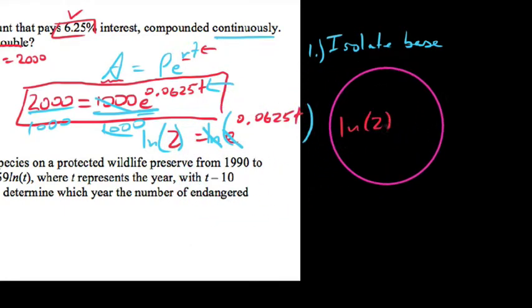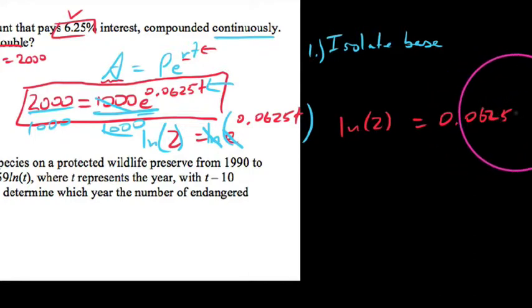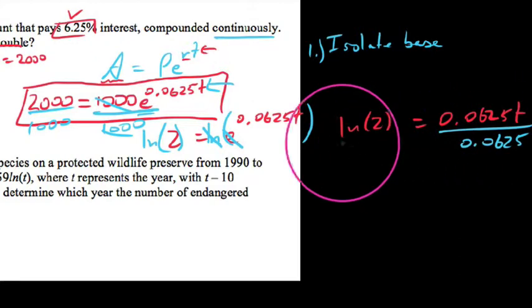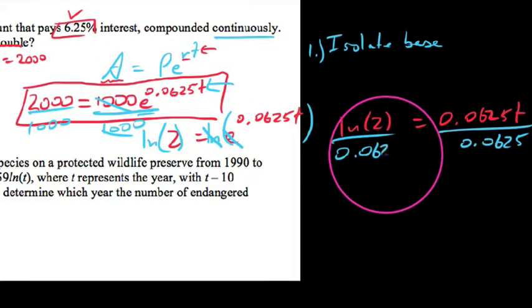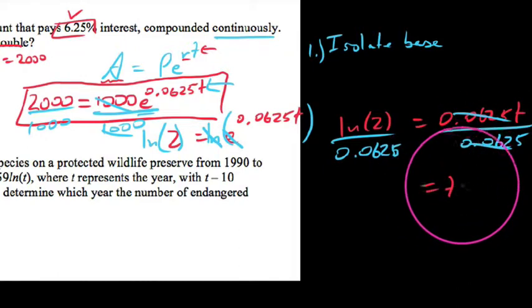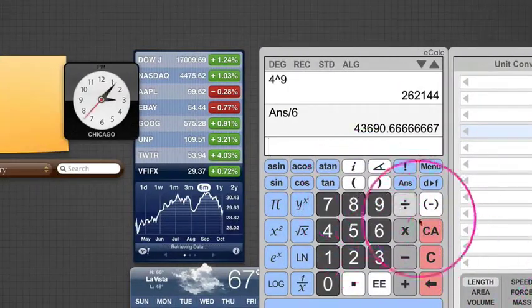We say the ln of 2 is equal to 0.0625 times t. So now we'll just divide by this decimal here, which is a very small decimal, 0.0625. And we get this right here. We say then the time must have been equal to this expression right here, where we say ln of 2 divided by 0.0625. Let's clear this out.